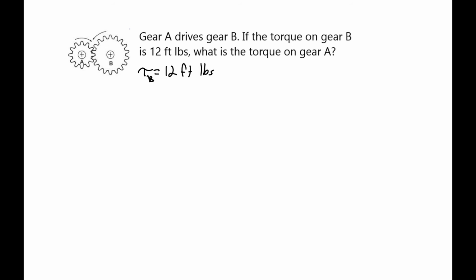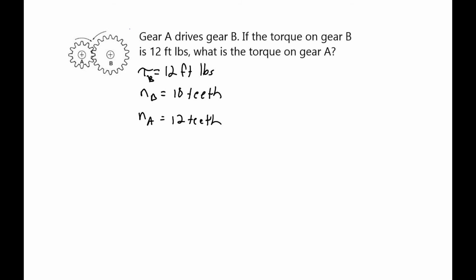And from this picture, we know the number of teeth, right? Somebody count the number of teeth on B. All right, everybody count them. So 1, 2, 3, 4, 5, 6, 7, 8, 9, 10, 11, 12, 13, 14, 15, 16, 17, 18. So the number of teeth on B is 18 teeth. And how many teeth on A? 1, 2, 3, 4, 5, 6, 7, 8, 9, 10, 11, 12. Teeth on A is 12 teeth.